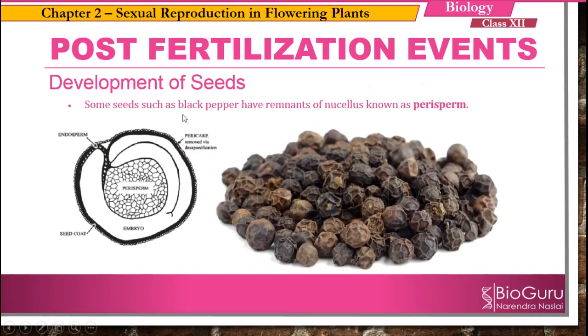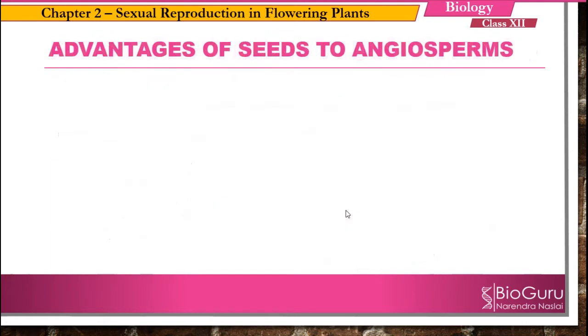In some seeds such as black pepper, there is a remnant of the nucellus. We know that the nucellus is present inside the integument of the ovule, a nutritive tissue surrounding the embryo sac, right? So in some seeds, the remnant of the nucellus is called perisperm. Here you can see the example of black pepper. This one is the embryo, and inside that you can see the perisperm. What is that perisperm? It is the remnant of the nucellus in mature seeds like black pepper. Clear? So moving to the next one.